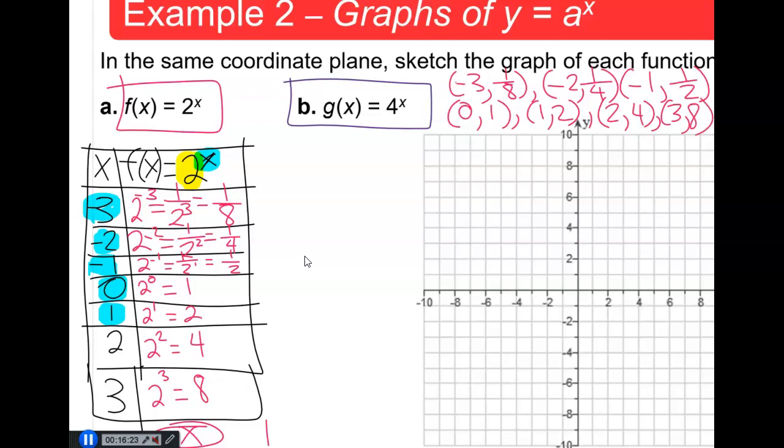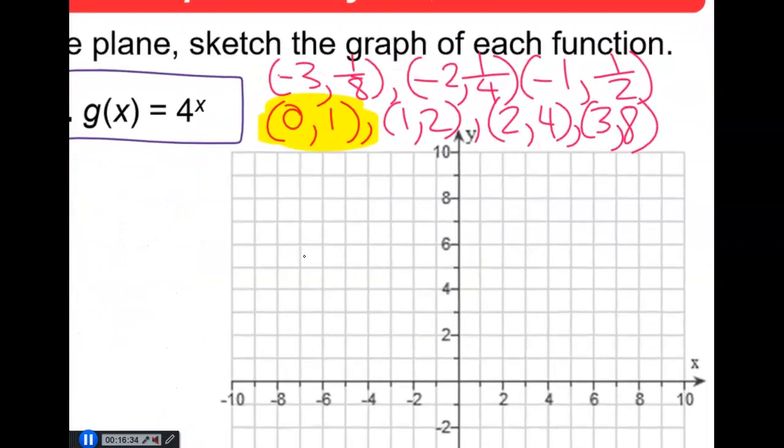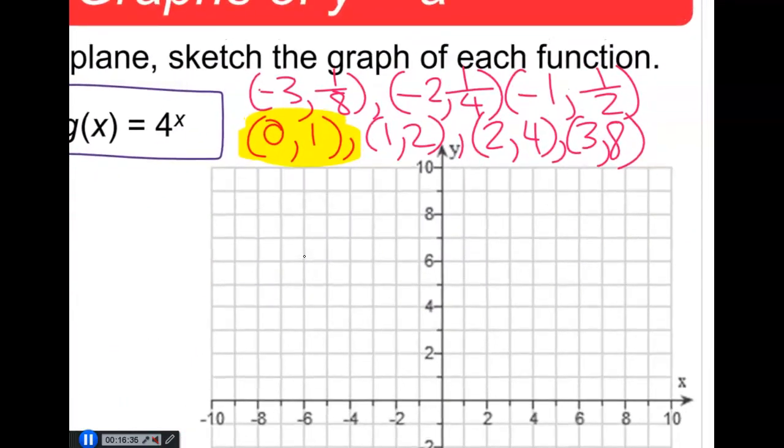So what I'd like to do is to get started with the easiest, which will be the y-intercept here at 0, 1. So let's just zoom a little bit right there. But that's perfect. So we'll plot that point 0, 1. And then we'll plot 1, 2. So 1 for x, 2 for y. And then we're going to plot 2, 4. And 3, 8.